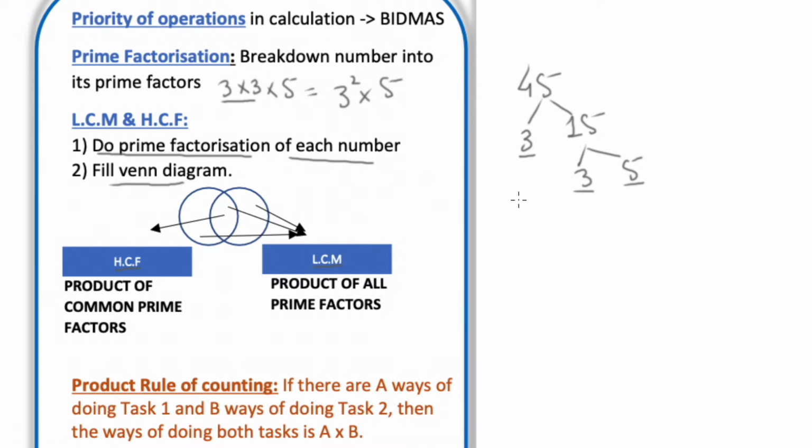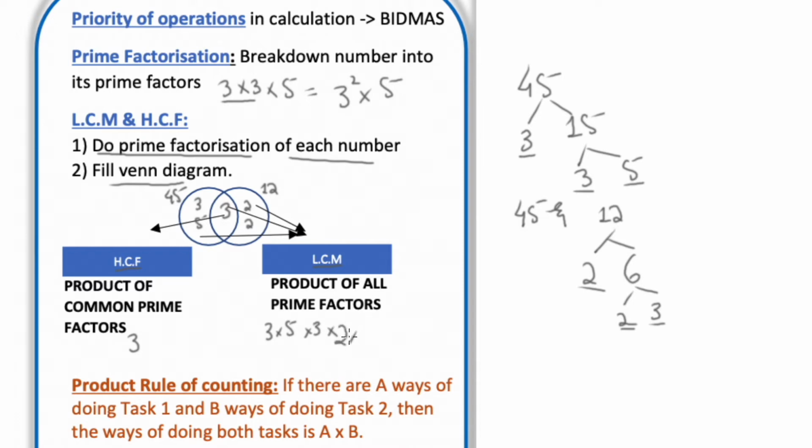So let's suppose we have to find the least common multiple and highest common factor of 45 and 12. For 45 I have already done the prime factorization here, and for 12 we can do like this: 2 times 6 and then further 2 times 3. Now if you look at the common prime factors between 45 and 12, which is 3, you will write it down here. Let's suppose 45 represents the first circle and 12 represents the second circle. So here you will write the uncommon part of 45, which is 3 and 5, and the uncommon part of 12, which is 2 and 2. When you multiply all the common prime factors, here it is 3, so the highest common factor would be 3 in this case. For the least common multiple, you multiply all together. So 3 times 5 times 3 times 2 times 2 equals 180.